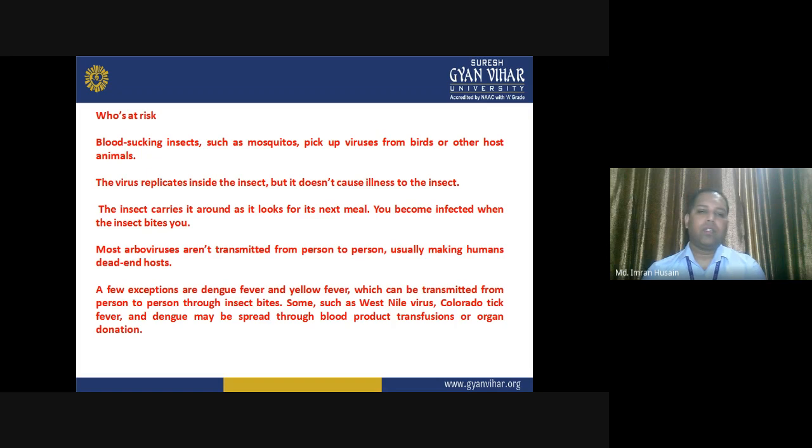A few exceptions are dengue fever and yellow fever, which can be transmitted from person to person through insect bites. Others, such as West Nile virus, Colorado tick virus, and dengue, may be spread through blood products, blood transfusion, or organ donation. So, it is generally easily understood that this disease is present in the blood of the individual. Whenever you come into contact with the blood of the individual, you are more likely to contract this disease.